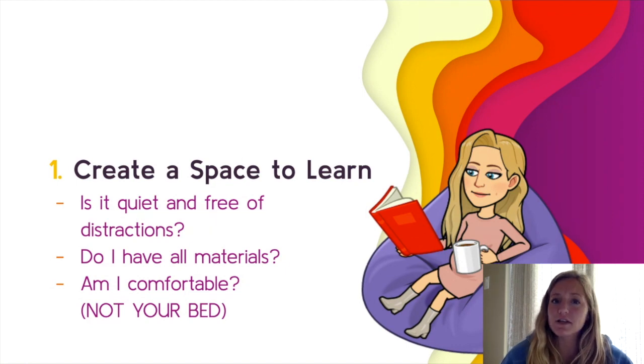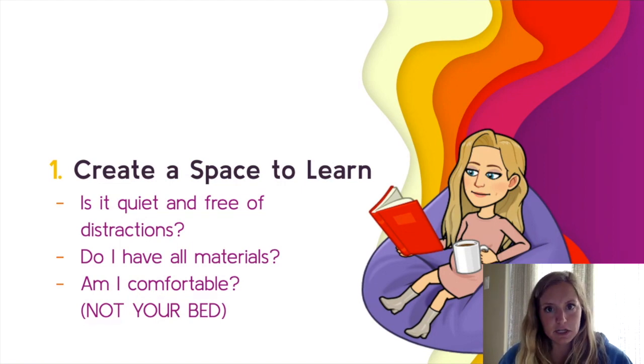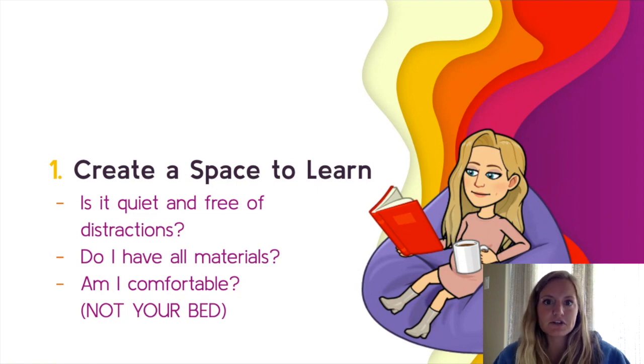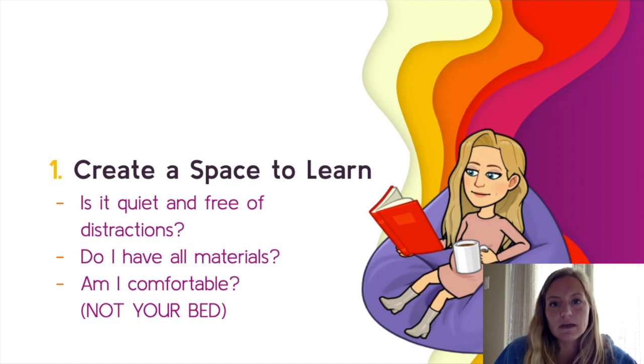So you can ask yourself the questions listed. Is it quiet and free of distractions? So I want my space to be somewhere where I don't have my siblings running around, or where there's not a bunch of movement going on around me. And I want to make sure if I have a cell phone, I turn that off. I'm not watching TV at the same time I'm learning. Those are some ways that I can make sure that my environment is free of distractions.